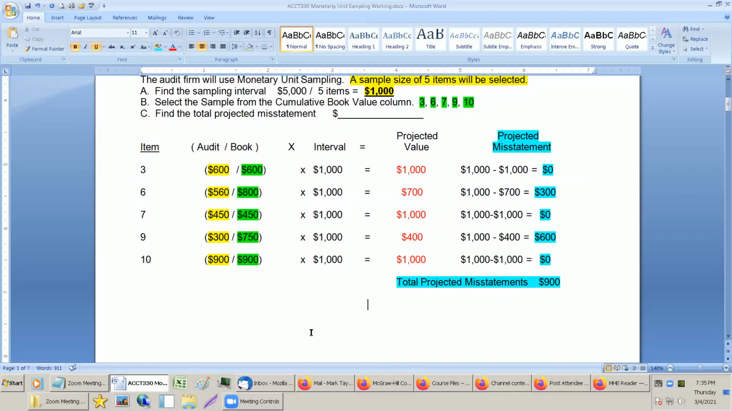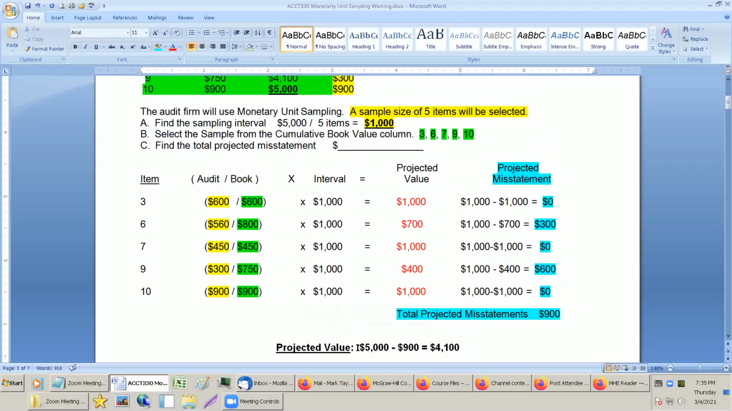So the projected value would be 5,000 minus 900 equals 4,100. And I'll clean this up in a second here. So the 5,000 is the total book value, same thing as we have up here.